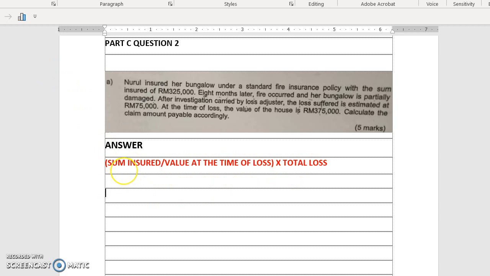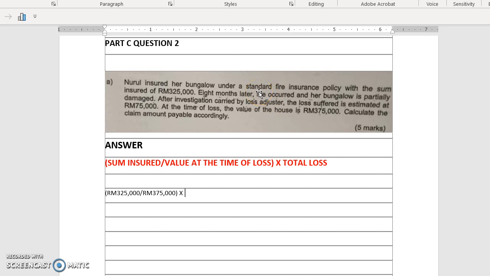Based on this question, the amount of sum insured is 325,000. Then we divide with the value at the time of loss. How much is the value of the asset at the time of loss? The value of the house is 375,000. So you divide the sum insured with the value at the time of loss, and then you times with the total loss.